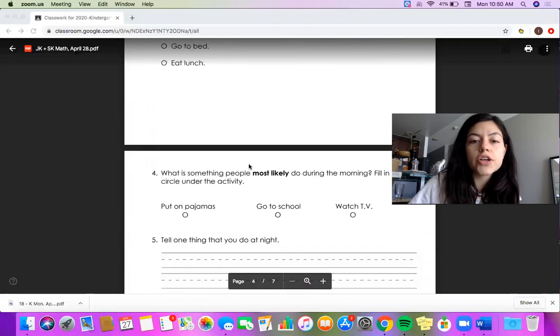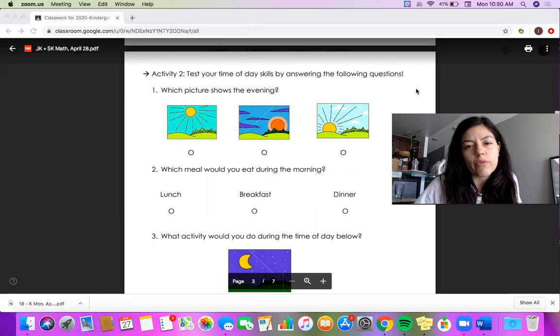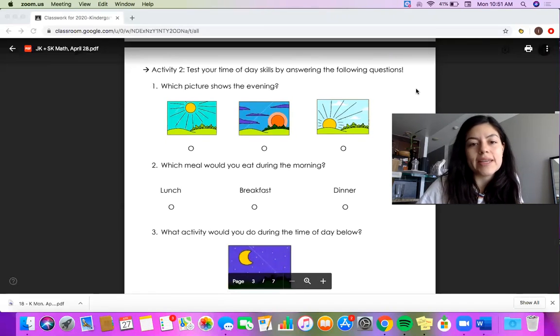Okay, so let's look at them now and see what they are. Number 1, which picture shows evening? So here we have 3 pictures. You want to circle the one that shows evening. Remember, for evening, the sky is getting a bit darker, the sun is going down. It's beginning to set. Circle the right one.